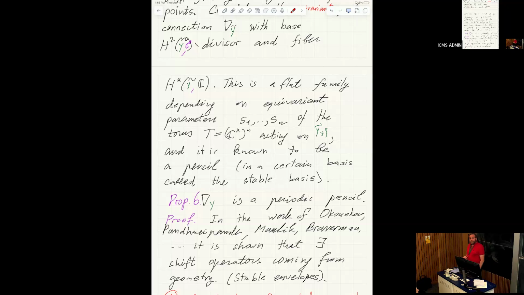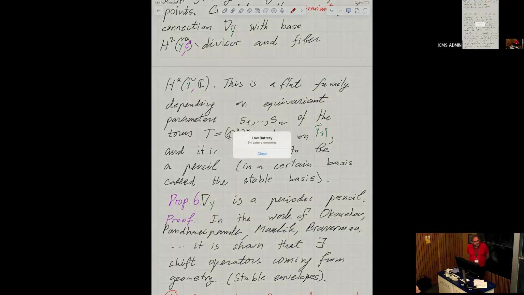Okay, any questions? So these operators in this case, they correspond to change of stable basis. Yeah, well, they're so-called shift operators. So they're defined in the Maulik-Okounkov book. Shift operators along the equivariant parameter.